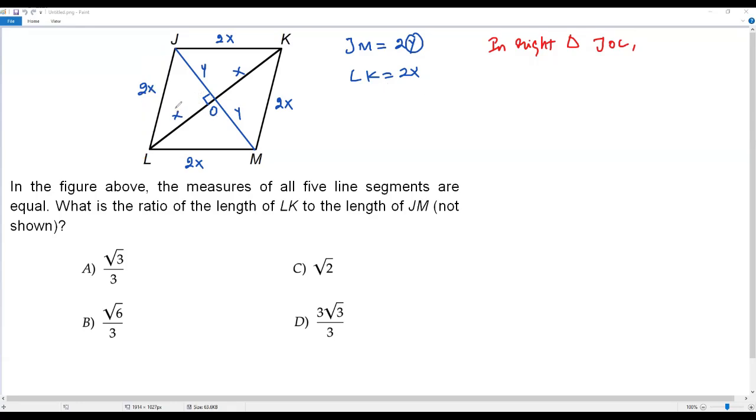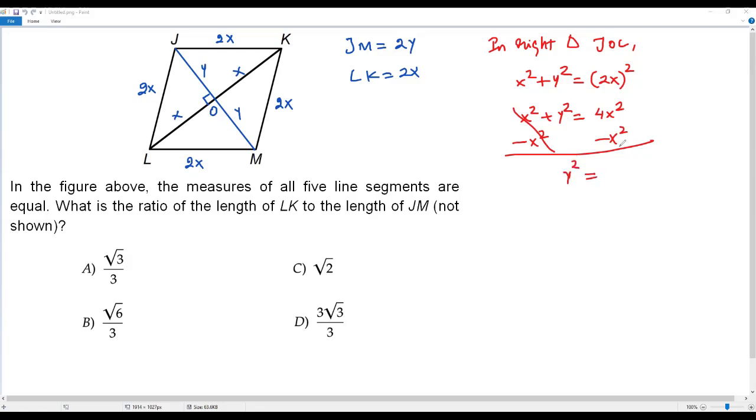So now let me square this side and this side, then I'm getting x squared plus y squared equals the square of the hypotenuse, which is 2x the whole squared. My aim is to find the value of y in terms of x so that I can get the length of JM in terms of x. So x squared plus y squared equals, when I square 2x, 4x squared. Now let me subtract x squared from both sides. When I do so, the positive x squared and negative x squared will cancel. I'm getting y squared equals, when I simplify, 3x squared.